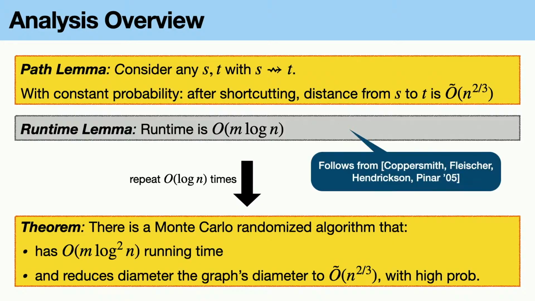The algorithm has a very quicksort-like structure, so it should not be surprising that you get a quicksort-like bound. In fact, this is the same recursive structure as a divide and conquer algorithm for topological sort and strongly connected components due to Coppersmith, Fleischer, Hendrickson, and Pinar. And they already showed that that runs in linear time. The only difference between this algorithm and theirs is that they don't add shortcuts. So we're just doing that. That doesn't really increase the work.